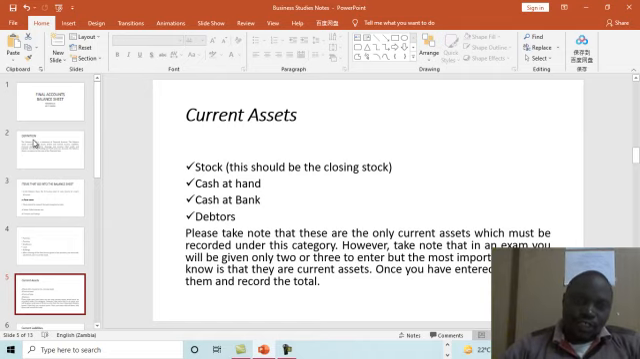Now, in the balance sheet, the stock that you enter under current assets is the closing stock. Remember that among the entries you are given when preparing the trading, profit and loss account and the balance sheet, you are given two stocks: the opening stock and the closing stock. Now, as you go to the balance sheet, under current assets, always put the closing stock. Always put the closing stock.